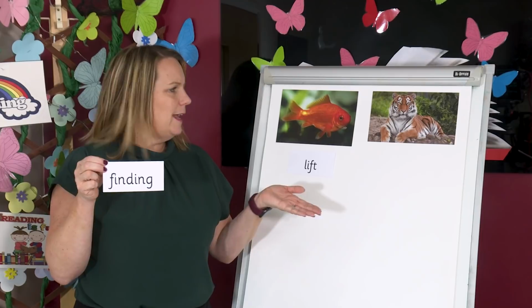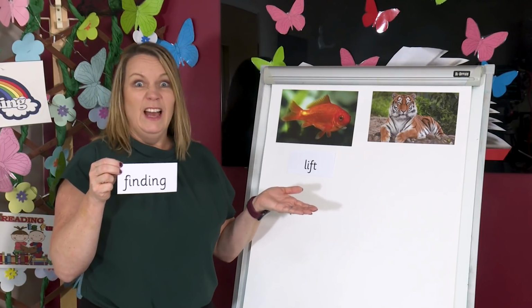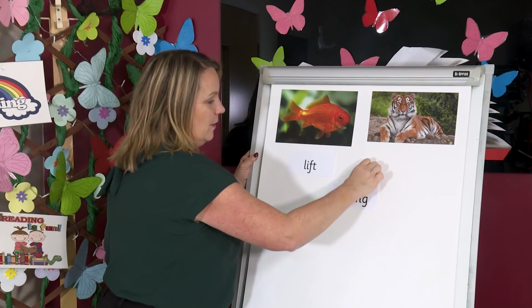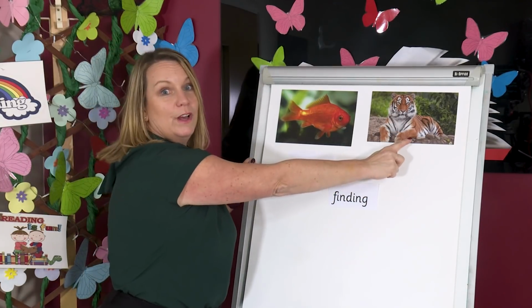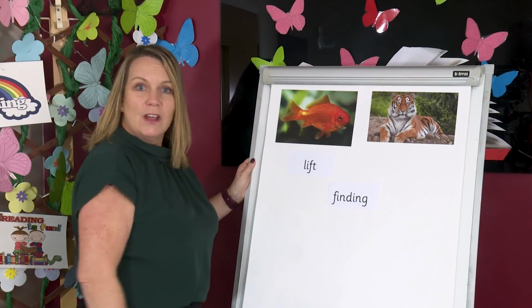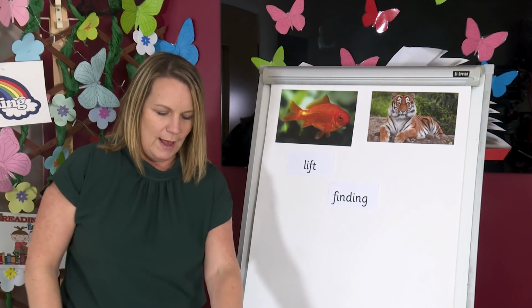So where should I put it? I think I'm going to put it in the middle because it has the I for tiger and it has the I here for fish. Well done. Thank you for your help.